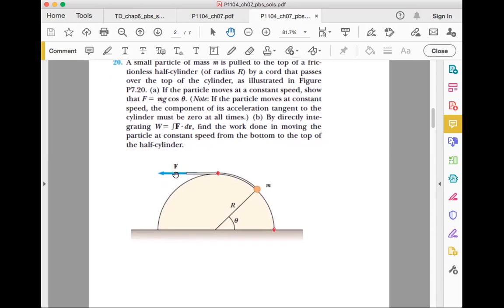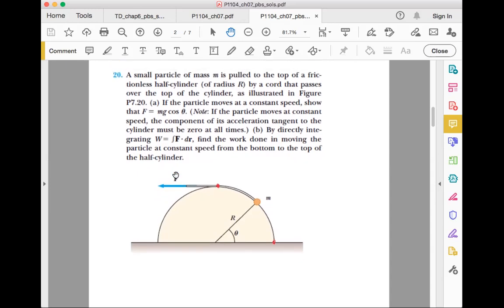Now, the questions are the following. If the particle moves at a constant speed, you have to show that the force F has the magnitude m times g times cosine theta, where theta describes the position of the particle along this half cylinder.